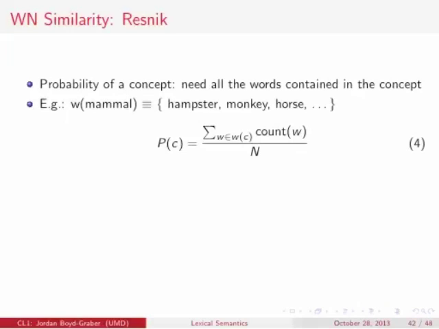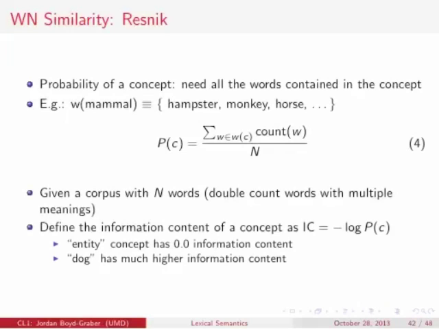Now, you'll notice that we'll probably double count some things because some words are polysemous. We're going to just hope that that washes out. And so now that we have a large corpus and we create probabilities for each of the concepts within WordNet, we can define the information content of a concept as the negative log probability of that concept. And so entity, the root node of all of the concepts within the nouns of WordNet, has information content 0. However, dog has a much higher information content because it's far more specific.